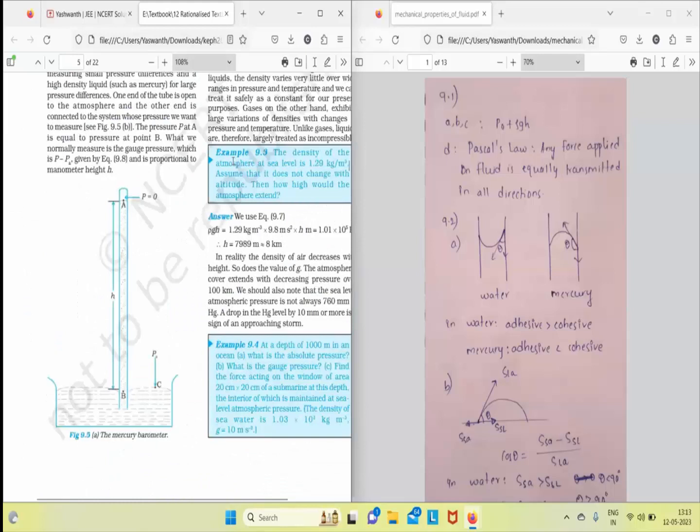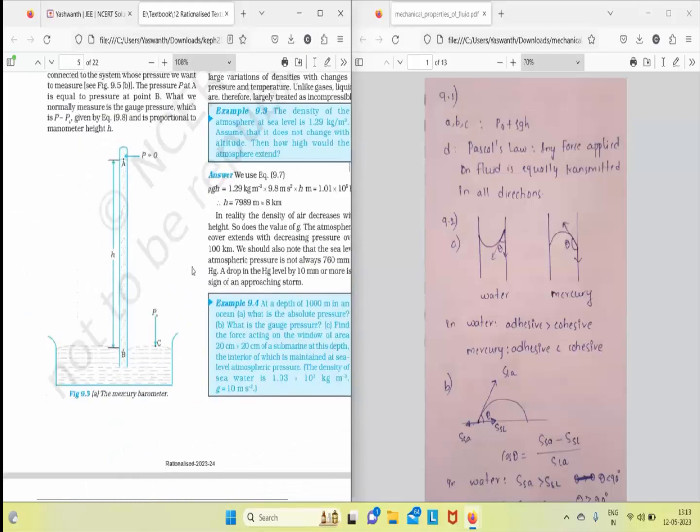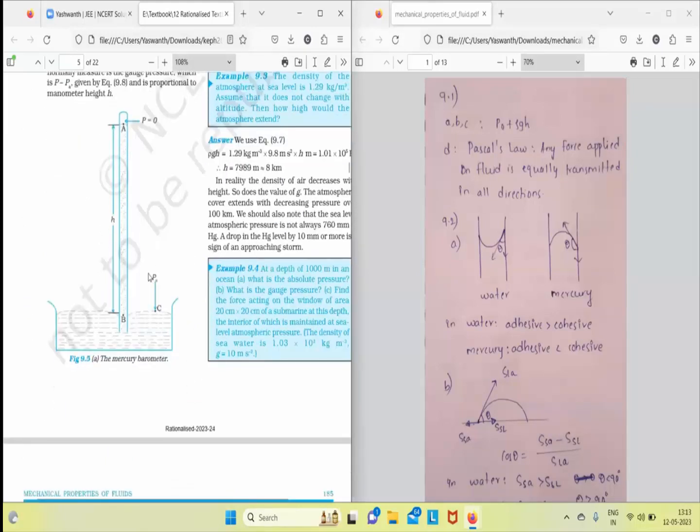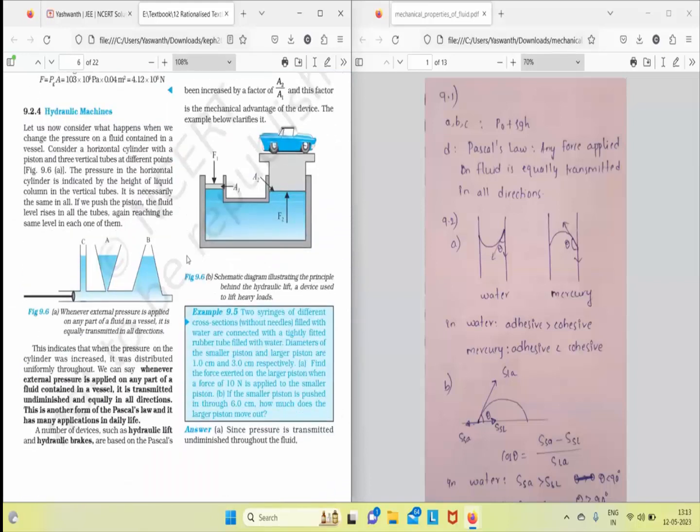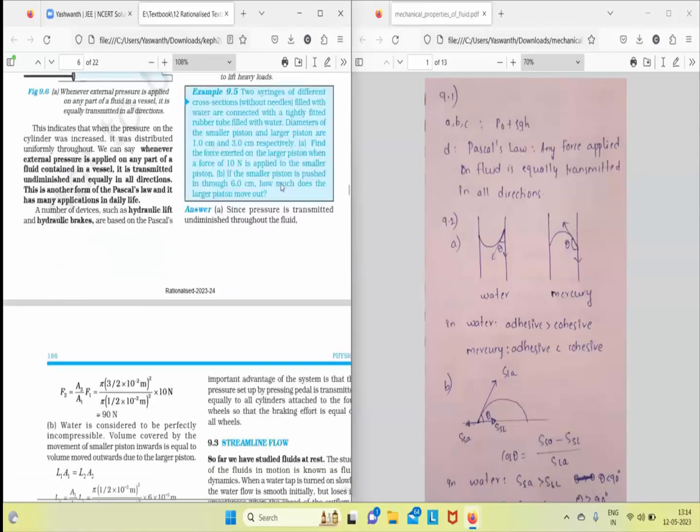In this chapter, we will also learn what a barometer is and why it is used. If you have an idea about servicing of vehicles, we'll see this kind of thing in the shop. And we'll also discuss what hydraulic machines are and how they work, how we are able to lift such large vehicles.